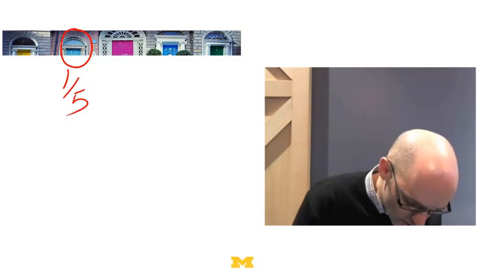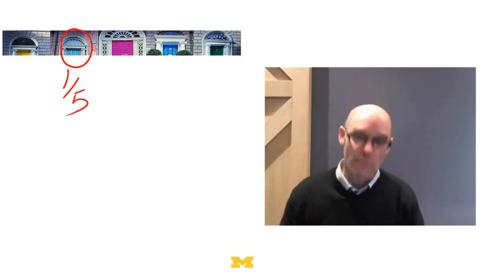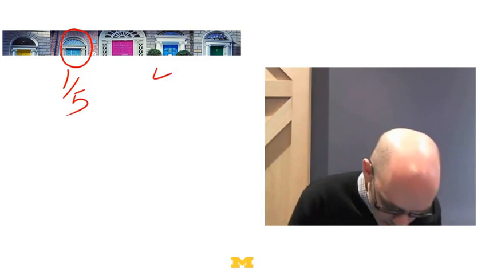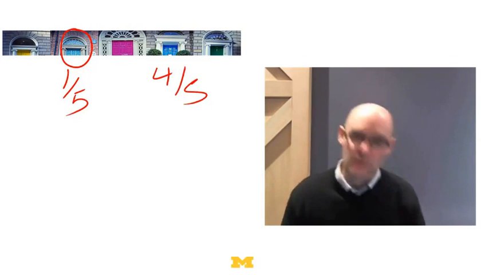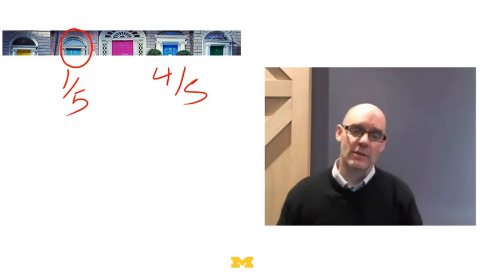The probability you're correct is 1/5, right? One of the doors has a prize. The probability you're correct is 1/5, so the probability you're not correct is 4/5. So there's a 1/5 chance you're correct. There's a 4/5 chance you're not correct.